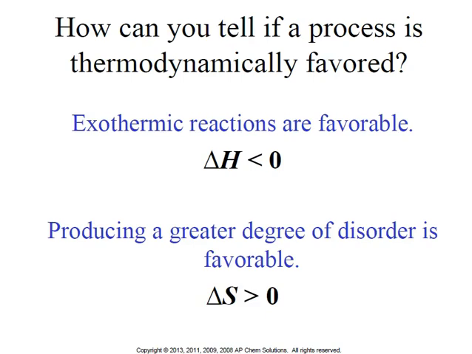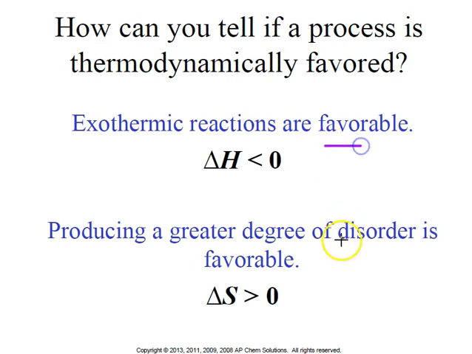So we talked about delta H, which we know is enthalpy, and delta S, which we now know is entropy. And we know that they both play some role in determining if a process is favored. So we know from the beginning of this note set that if a reaction is exothermic, that means the delta H value is negative, and those reactions are favorable. And if the reaction produces more disorder, or the delta S is positive, those reactions are favorable.